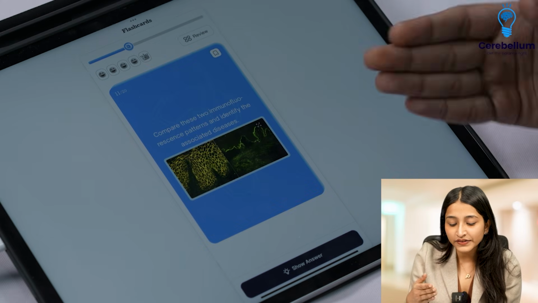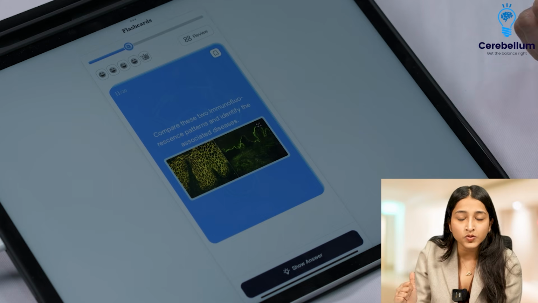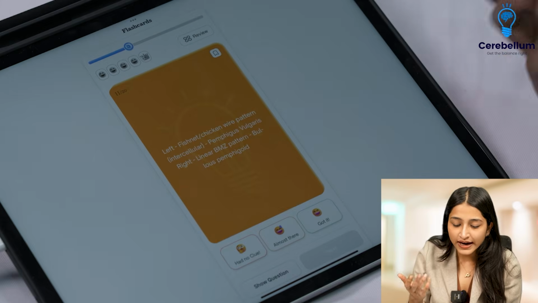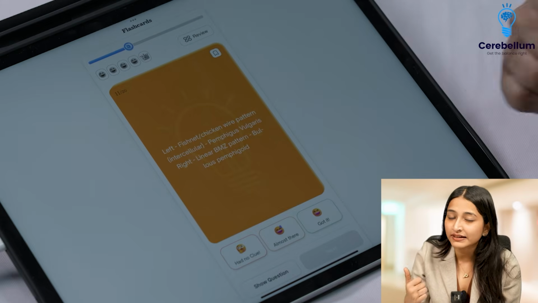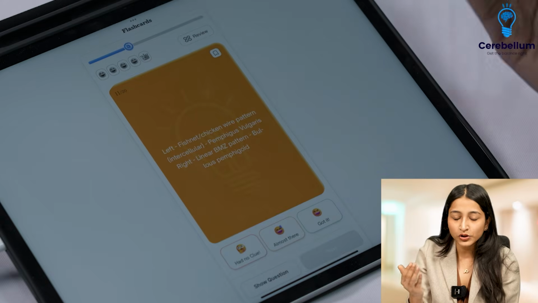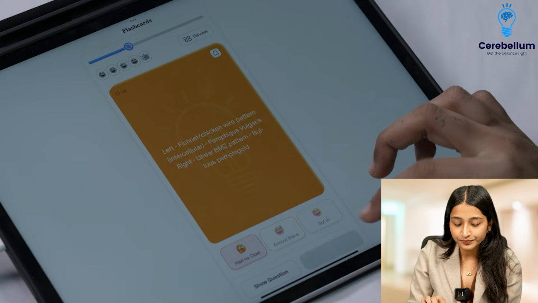Supposedly, we have this question, compare these two immunofluorescence patterns and identify the associated disorders. Supposedly, I say I do not know the answer to this question. I see, oh, it is the pemphigus vulgaris and then we have the linear basement zone highlighted in the bullous pemphigoid group of disorders. So here I will write it as had no clue.